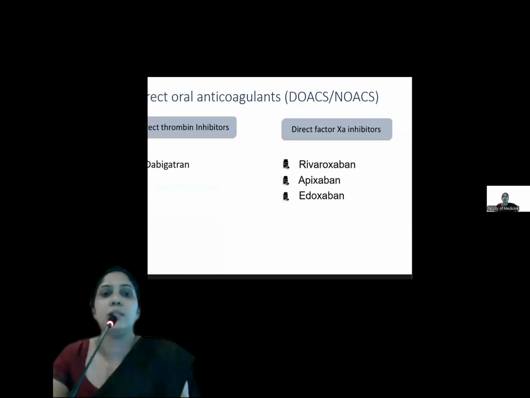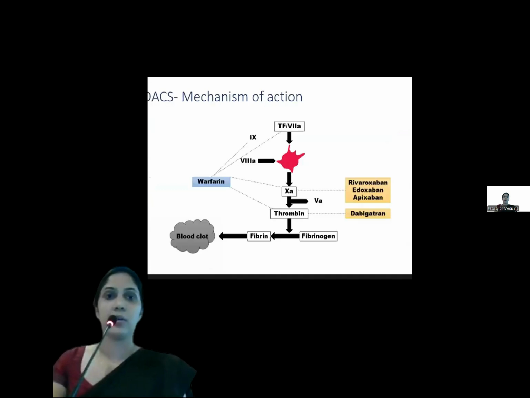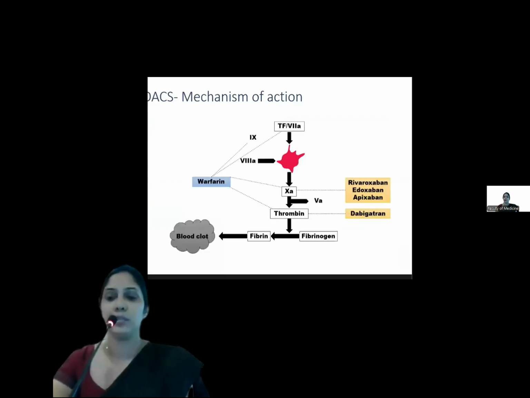So what are these direct oral anticoagulants, DOACs or NOACs? NOACs stands for the non-vitamin K oral anticoagulants. Depending on the target, they act on the coagulation cascade. We have two classes. One is a thrombin inhibitor, dabigatran. There's another set of drugs which act on activated factor 10. Those are rivaroxaban, edoxaban, apixaban, and we had betrixaban also earlier. Now it's no more there in the market.